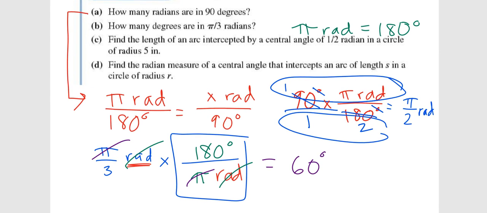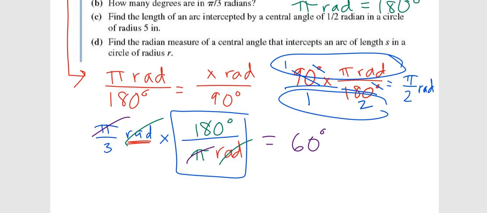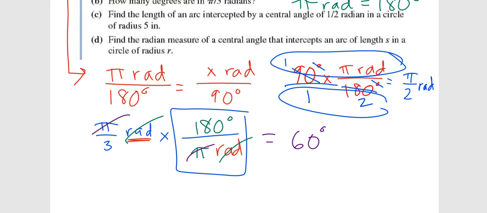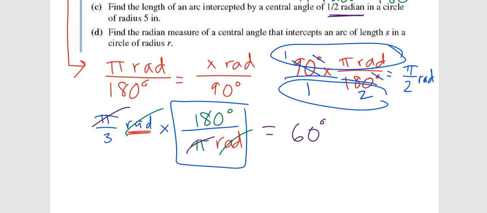Okay, part C here. Find the length of an intercepted arc by a central angle of 1/2 radian. Now, please notice, folks, that is kind of unusual. That does not say half of a pi. It says 1/2 of a radian. So they're using the decimal equivalents of radians. They're not using the multiples of pi. So arc length.